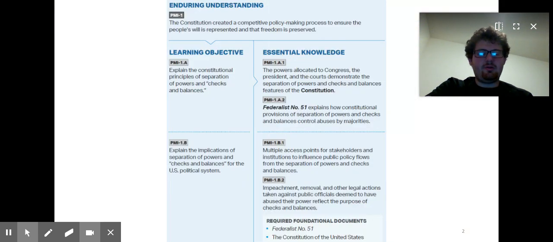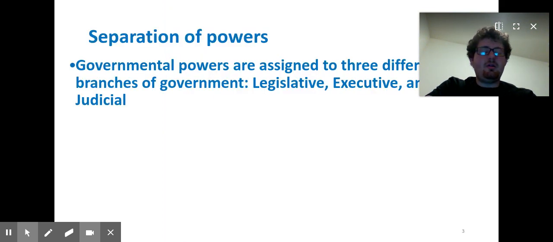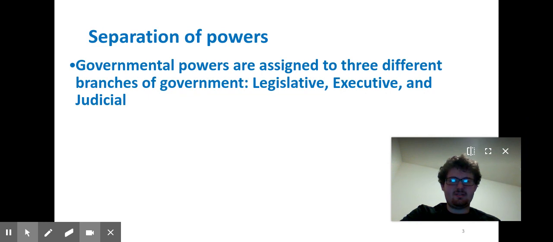All right, y'all can look at that on your own, but these are the major concepts, some of the big questions that we're going to be looking at. The big one, something you should be familiar with, is the separation of powers. Essentially, our government is broken down into three branches: legislative, executive, and judicial. Most of you should know that at this point. We're going to take a deeper look at some of this.